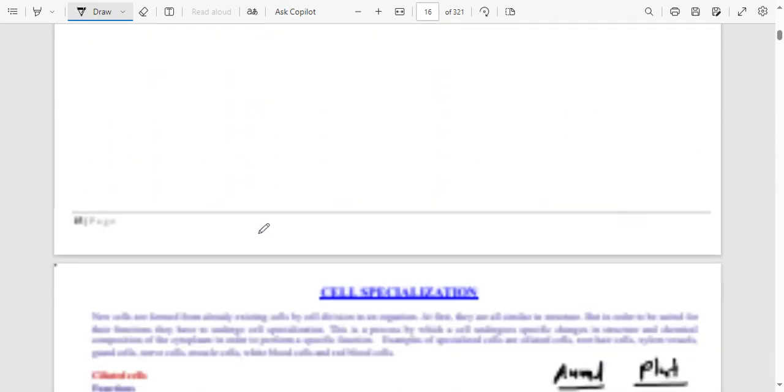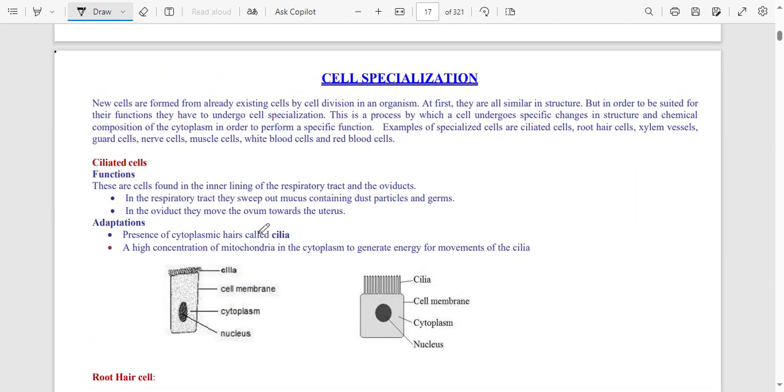Now, cell specializations, these are just things which are going to be found on a cell so that that cell can be able to work in the environment in which it will be. Things you are going to find on a cell so that it can work in the environment in which it is going to be. That is what we call cell specialization.